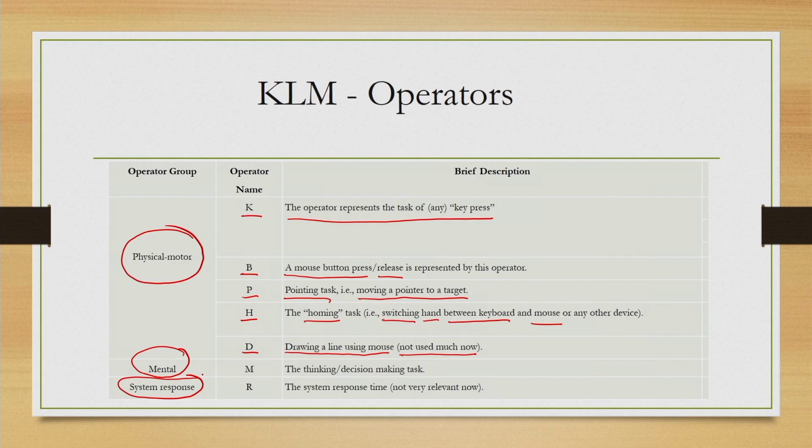The second group is the mental group of operators. Under this group there is only one operator, M. Now this M captures the thinking or decision making task. So whenever you need to take a decision or whenever you need to think, the entire thing is captured in terms of a single operator, that is M.